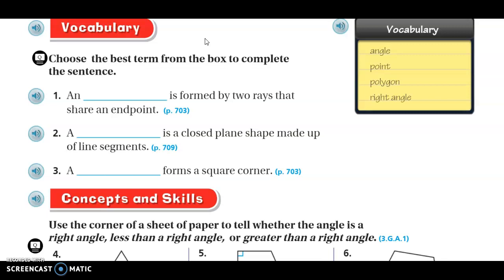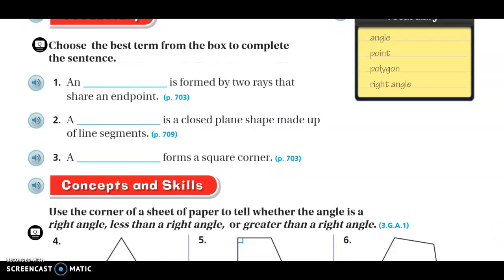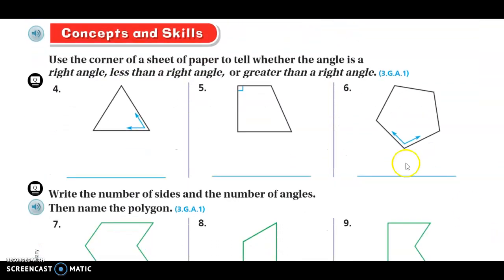So number 1, a blank is formed by 2 rays that share an endpoint. That is an angle. An angle is 2 rays that share an endpoint. Number 2, a polygon is a closed plane shape made up of line segments. And a blank forms a square corner, and that is our good friend right angle over there. A right angle, like we talked about, is like an L. Makes an L.